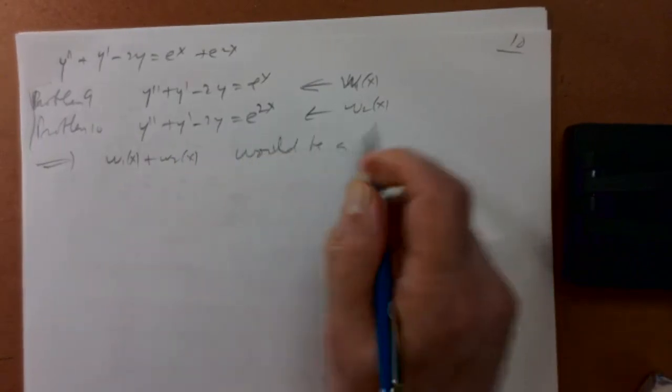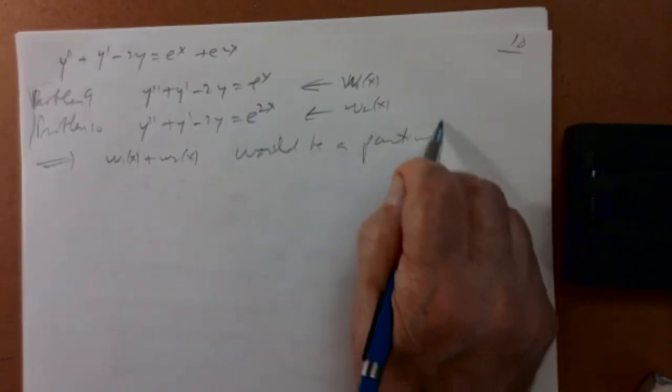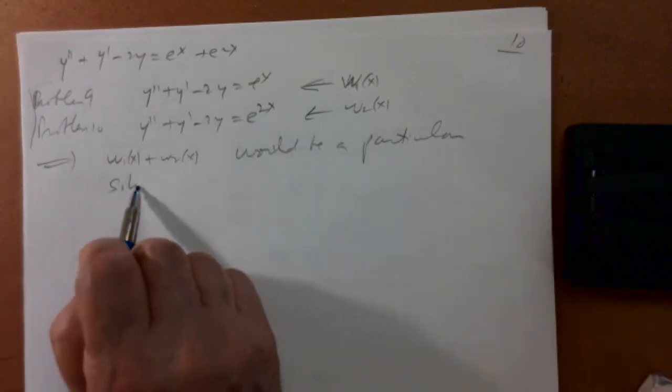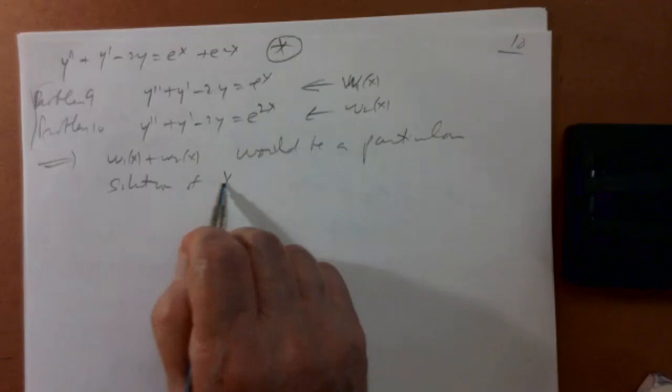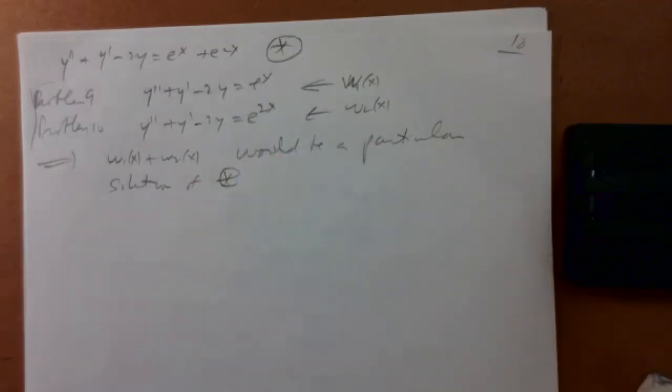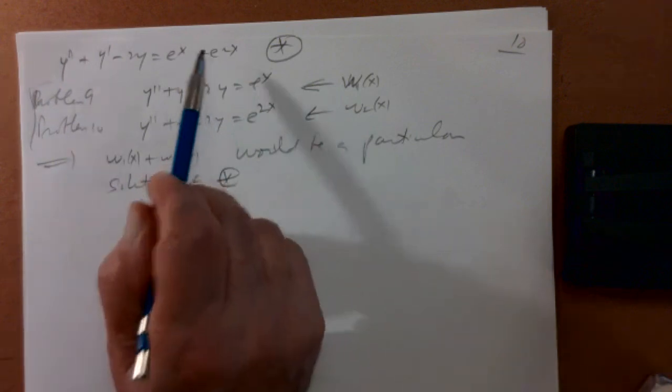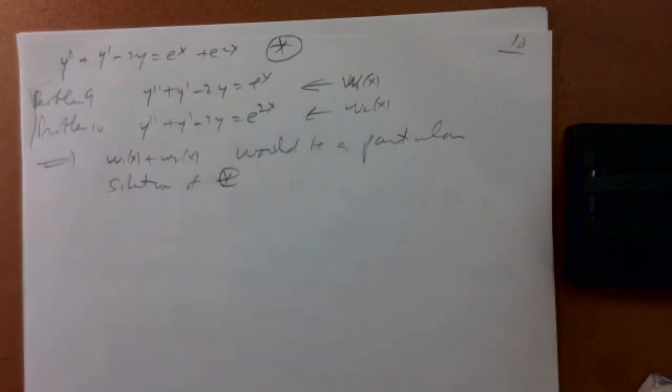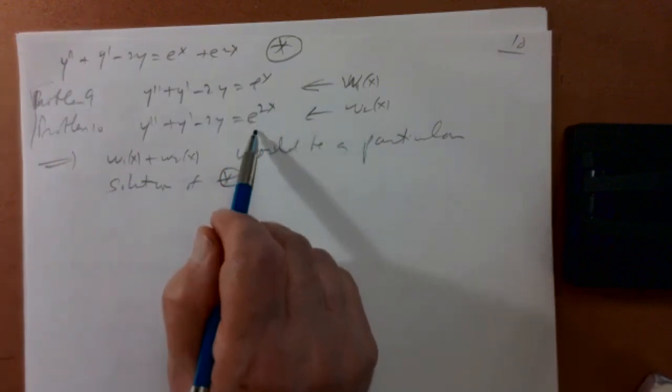would be a particular solution of this equation star. If I had assigned problems 9 and 10, or if you had chosen to do them separately, then you add those two solutions and you get a solution to this equation, right? Basically, because this is what's called a linear equation. And these two equations are easy to solve.